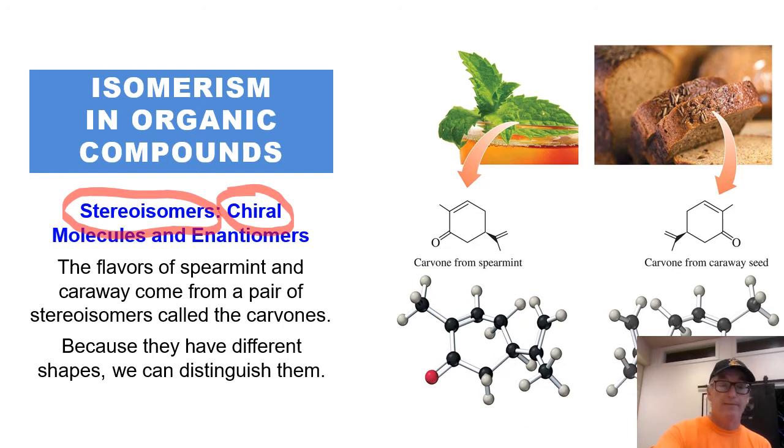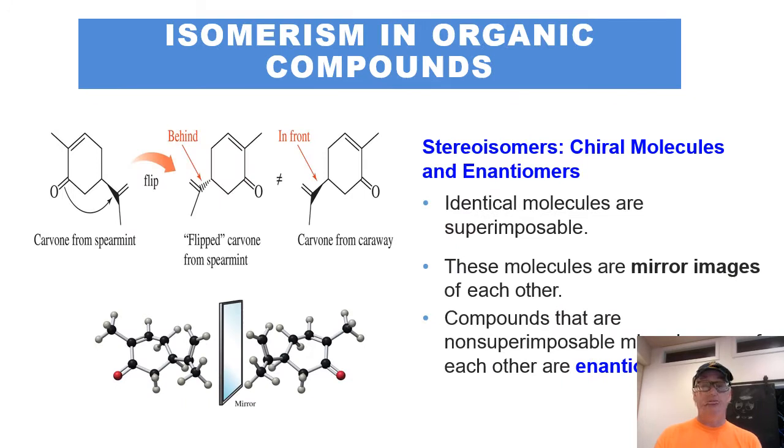You'll see one has groups coming out of the ring, and another has groups going behind it. And just that is enough to give it a different shape and for your body to be able to tell the difference between one or another. I don't think anyone's going to be unable to tell the difference between spearmint gum and caraway seed gum. They're going to taste different. So let's get into what chirality means.